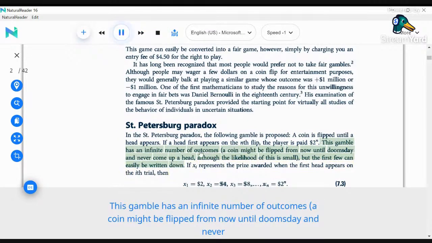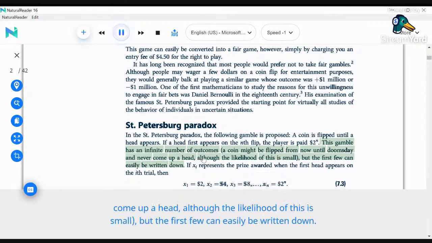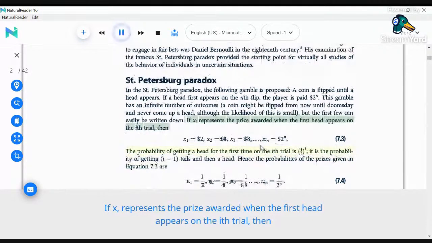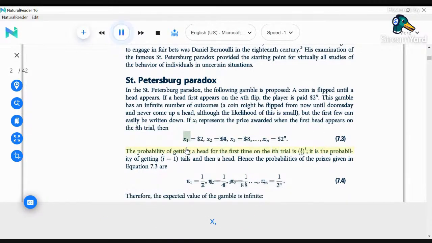This gamble has an infinite number of outcomes. A coin might be flipped from now until doomsday and never come up heads, although the likelihood of this is small, but the first few can easily be written down. If X represents the prize awarded when the first head appears on the ith trial, then X equals $2, $4, $8, and so on.